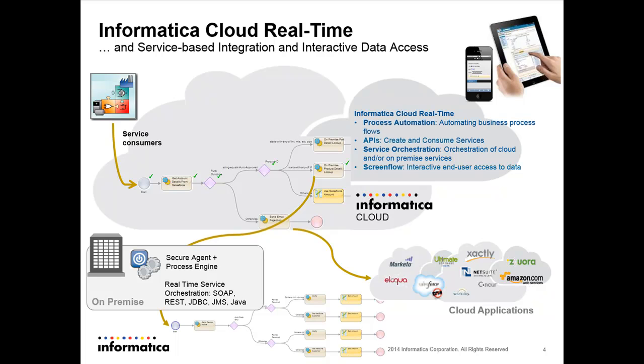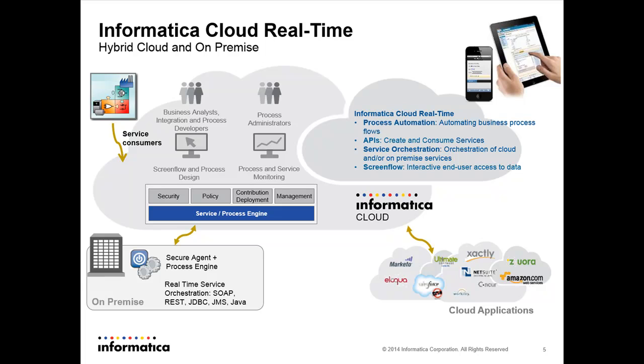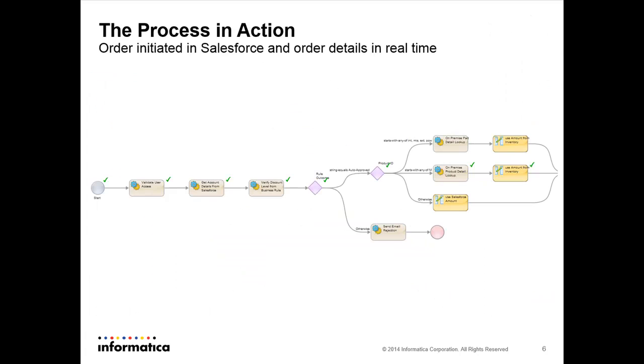Another capability of Informatica Cloud Real-Time is its capability to expose through screen flow embedded in applications such as Salesforce with the ability to interact with data wherever it is in real time. Informatica Cloud Real-Time is a hybrid solution, allowing your cloud and on-premise applications to be integrated seamlessly through service-based integration provided by Informatica Cloud Real-Time.